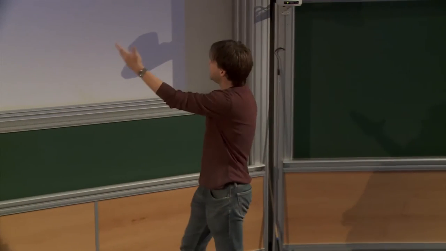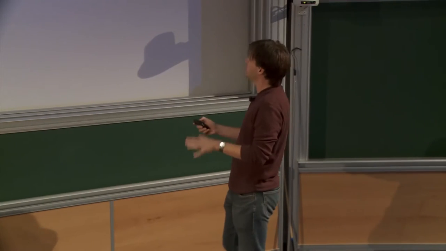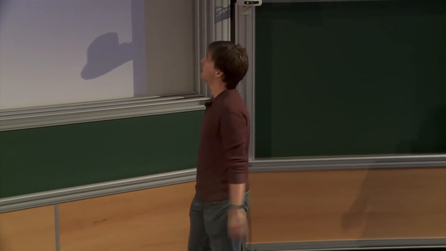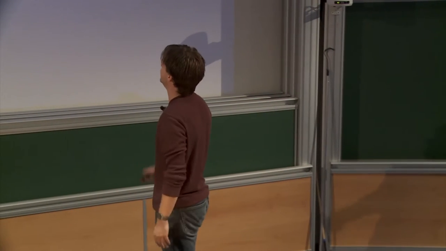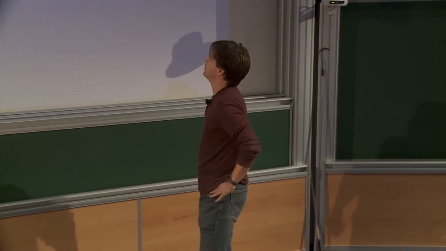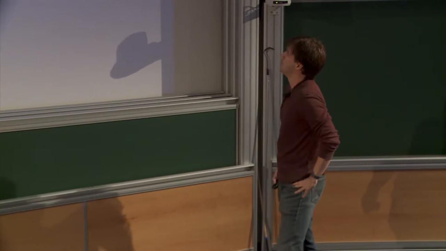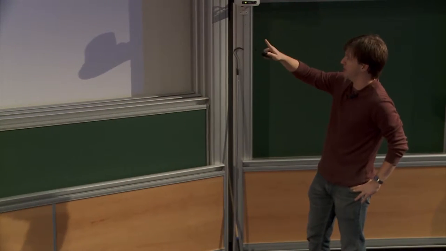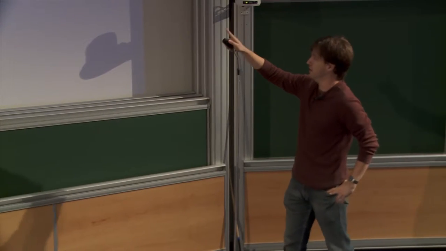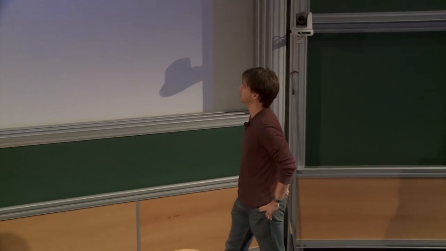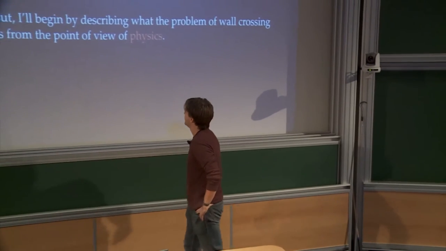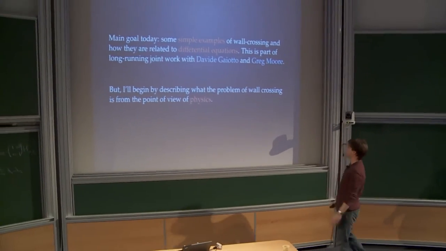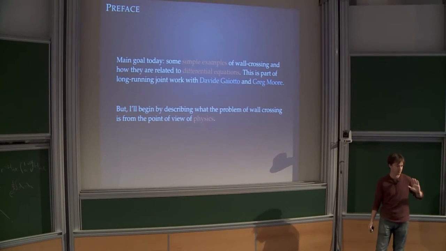So my main goal today is to talk about some relatively simple examples of the wall crossing phenomenon, the ones that are somehow connected to the Hitchin system, and to explain how they're related in particular to differential equations. To the extent that I say anything original in this talk, it's part of a long-running joint work with Davide Gaiotto and Greg Moore. So that'll be ultimately a pure mathematics story, but let me start by describing what the problem of wall crossing is, actually from the point of view of physics.